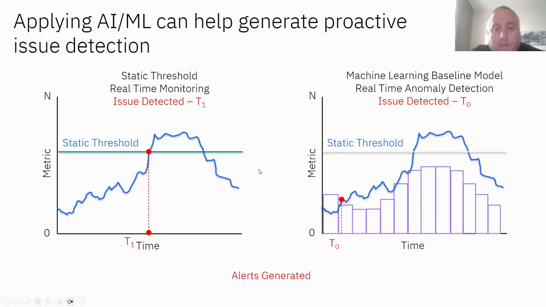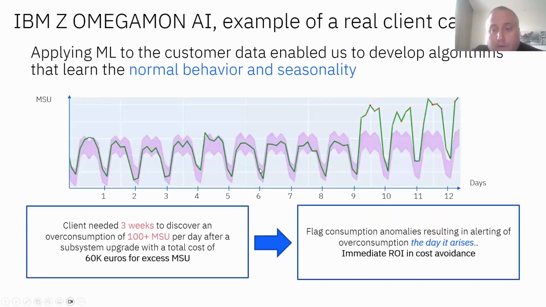So we've done that within the OMEGAMONs for very specific use cases. One of the first ones that we worked on with one of our clients was to look at identifying abnormal MSU consumption. Just like the previous example that I gave, they did a subsystem upgrade to one of their environments, and for a period of 3 weeks, they had abnormal MSU consumption going on in their environment.